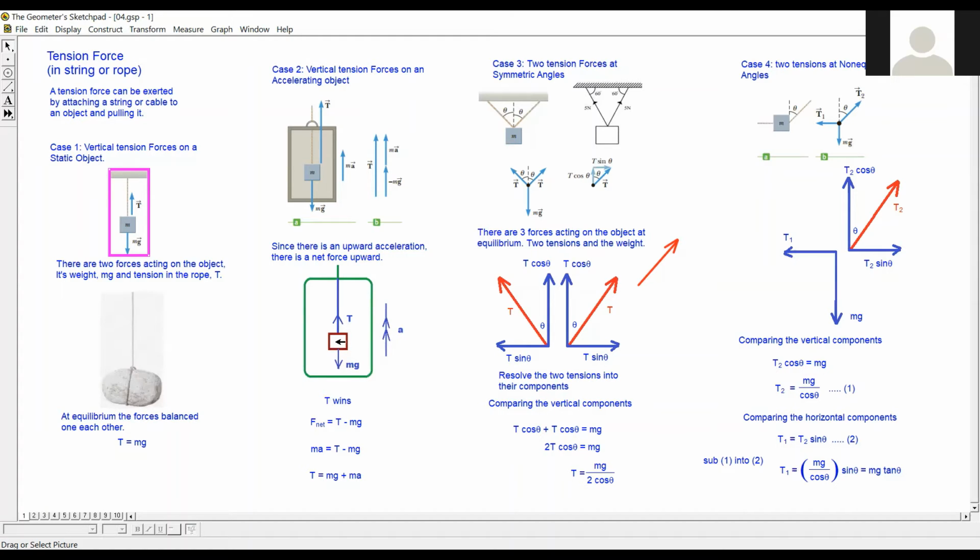Okay, so now, where are we now? Okay, here there are two forces acting on the object. One is the tension that is pulling it upwards, and another is the weight that is acting downwards.